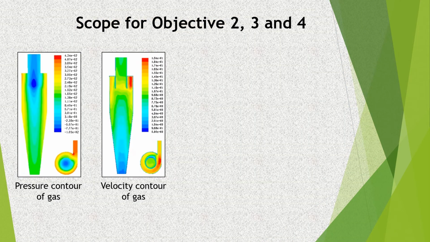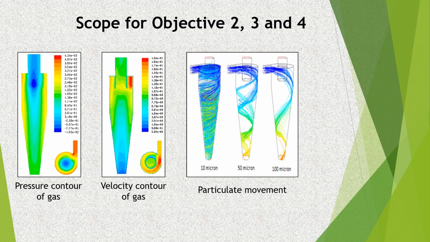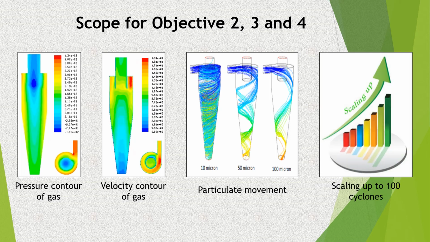This is the scope for Objective 2, 3, and 4. Pressure and velocity of gas will be visualized through the application of CFD. Red color region represents the gas moving with high velocity or pressure, while blue color region represents the gas moving with low velocity or pressure. Interestingly, not only gas flow pattern, particulate movement can also be observed through CFD. The original retrofitted multi-cyclone with 4 small identical cyclones will be scaled up to 100 cyclones.